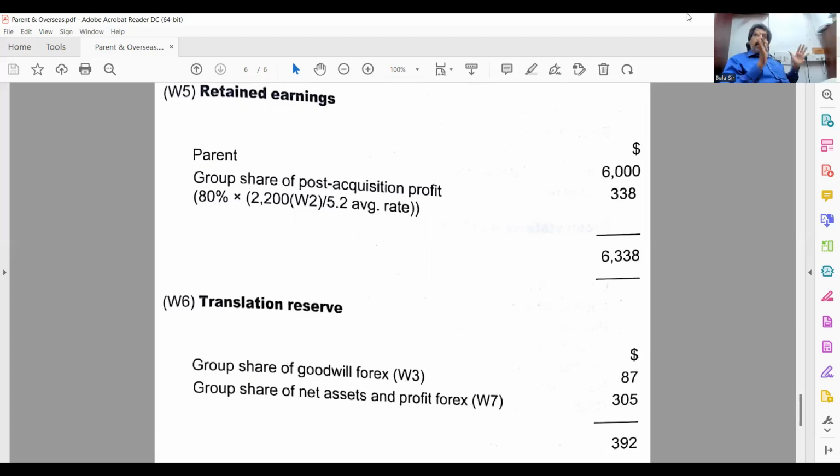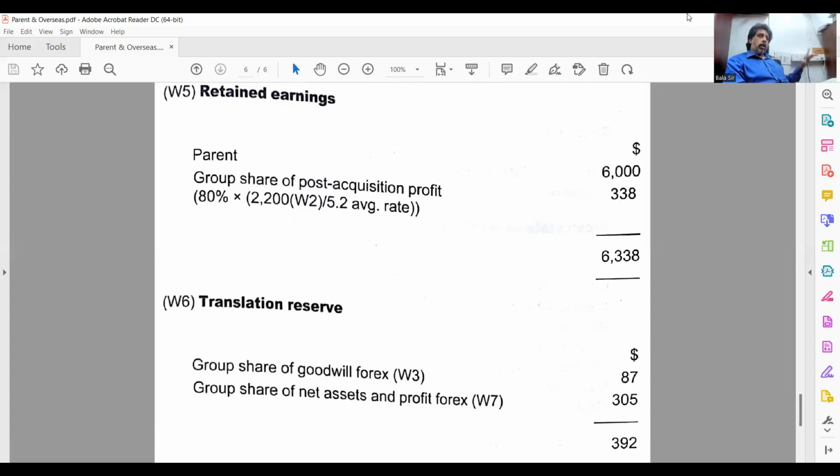And definitely add the parent's 80% of the subsidiary's post-acquisition retained earnings. So 2,200 shillings divided by 2 into 80%. How much? $338. And then add both: $6,338. That's it. Okay, then next.